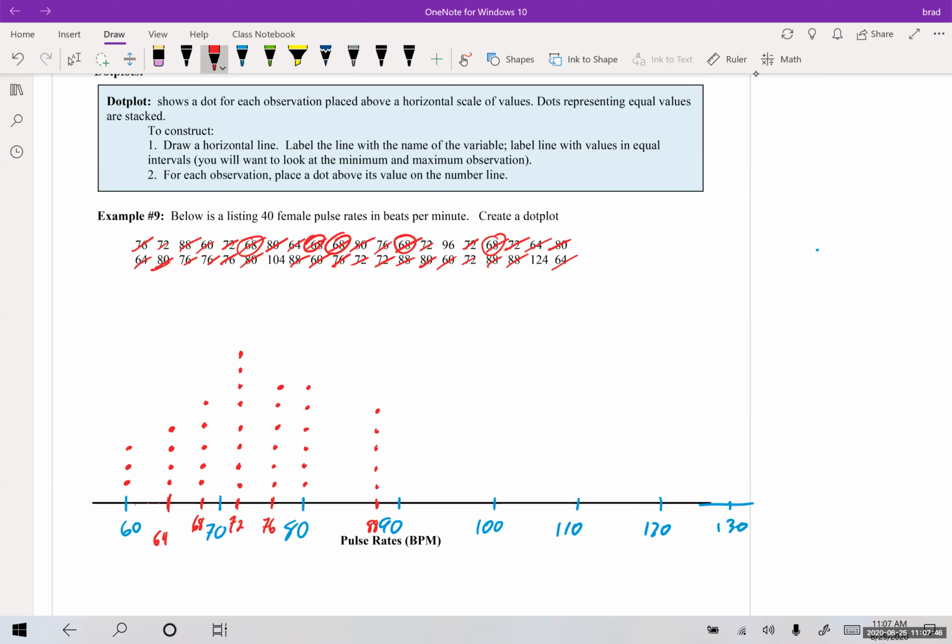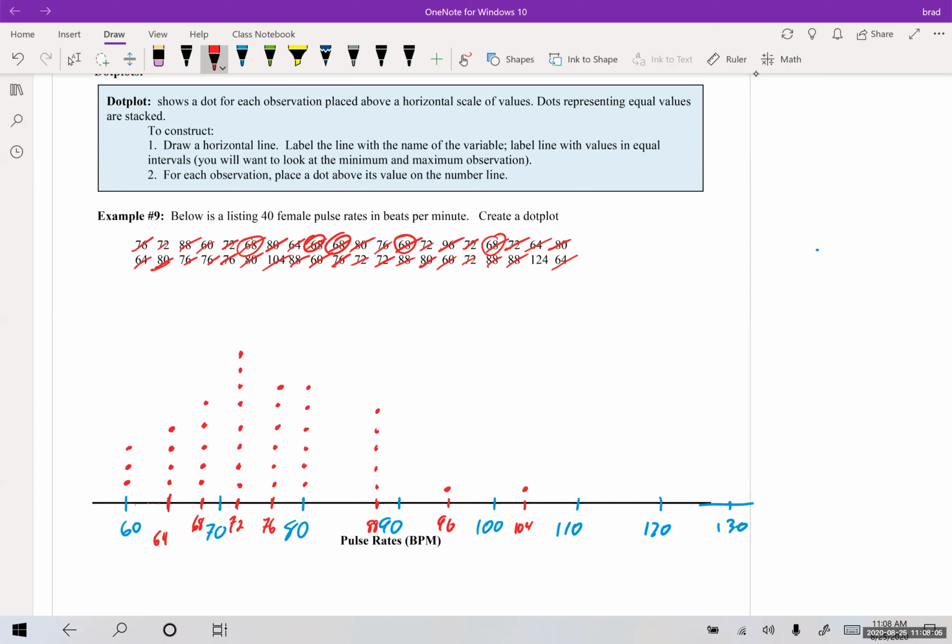And now what's the next one? It looks like what, 96? Here's 196, and that's all I see. So 96 would be right about here. I'll just put 1. Now what's the next one? 104 maybe. So 104 would be right here. I'll put 1. So here's the 104.